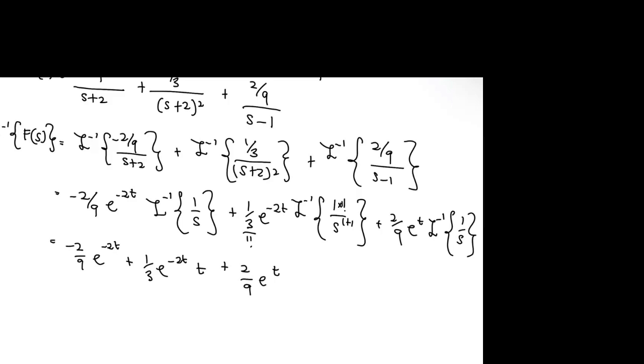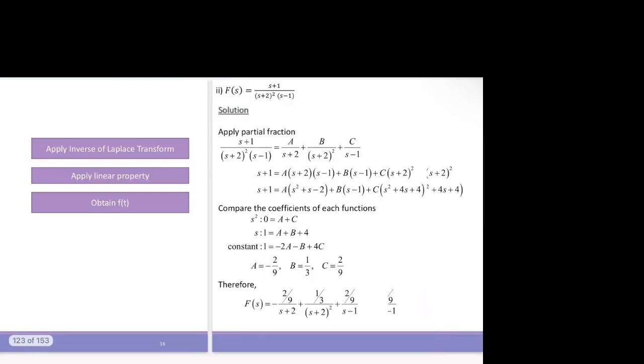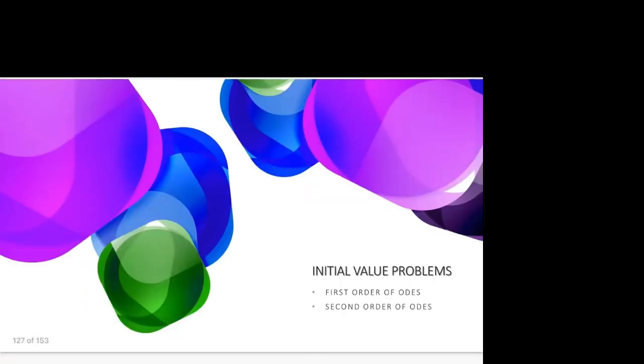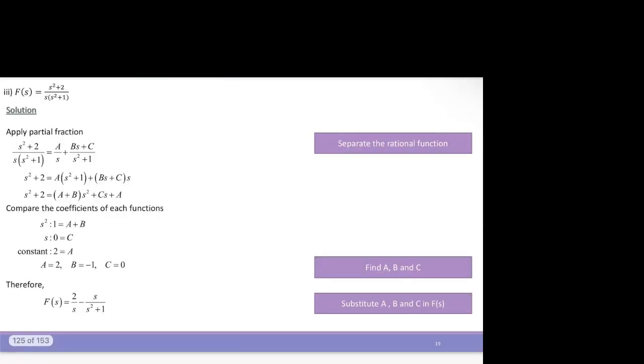Okay, so we have another 5 minutes. Let's solve the last one. I think this one is the last. So let's solve number 3. Number 3 is F(s) equal to s square plus 2 over s times s square plus 1.